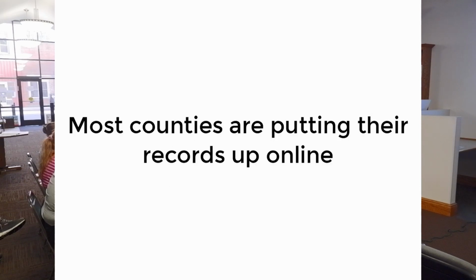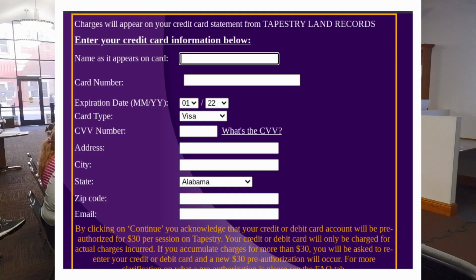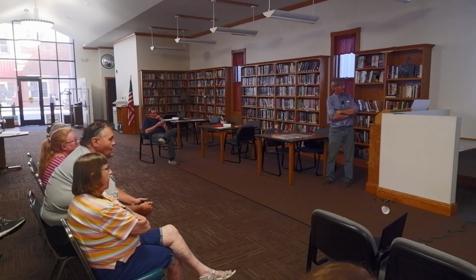And most counties are now putting their records up online. The two main service providers are called DocsPop and Tapestry. I've got some screenshots of each. I went to Tapestry last night. So what Tapestry gave me was, if you don't mind, we'd like your credit card number and we're going to charge you $30 before you do a search. And it doesn't tell you anything more than that about it. You want to know what you just put in? Give us $30.